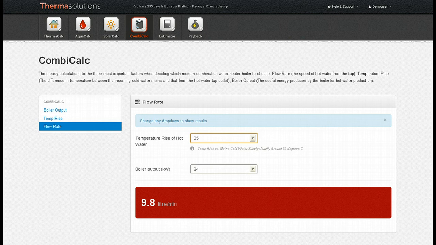As you can see, CombiCalc is not only helpful in knowing what to install, but also assisting you with diagnosing common faults in everyday situations.